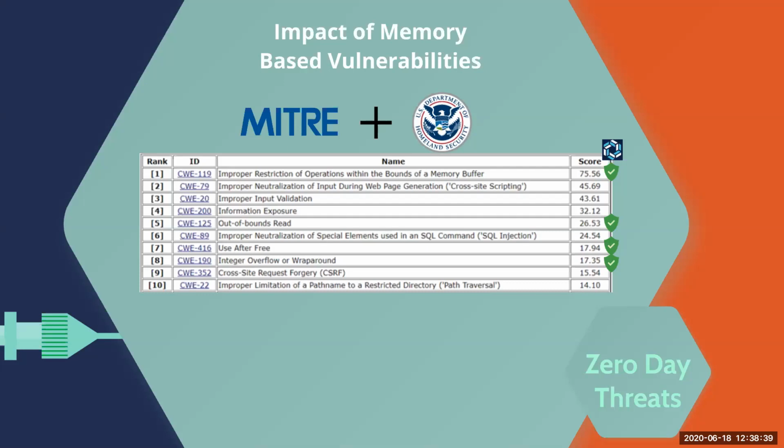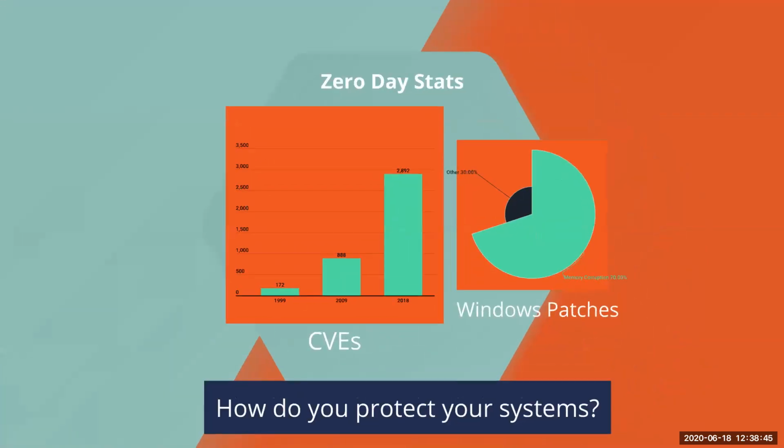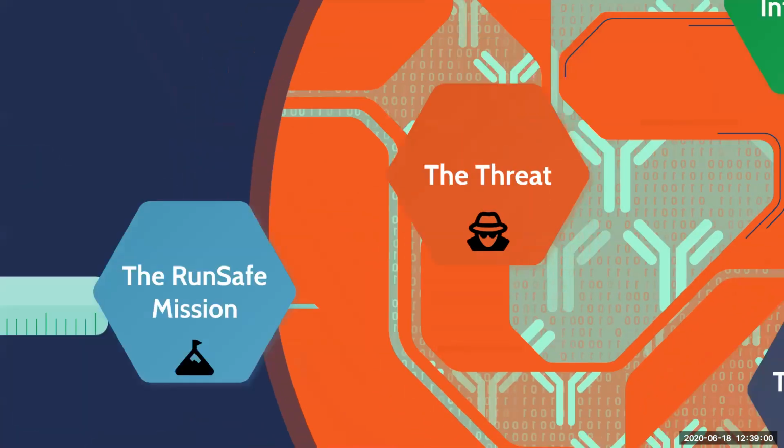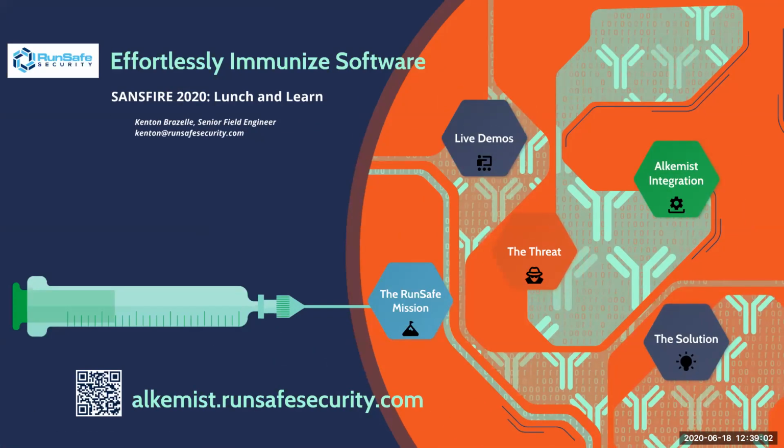These weaknesses are a measure of what types of vulnerabilities, including 0 days, are most lethal. These vulnerabilities are on the rise, up 325% since 2009. 70% of Windows patches are related to fixing these types of vulnerabilities. How do you protect your systems today from weaknesses such as these? What is the solution to this massive problem?